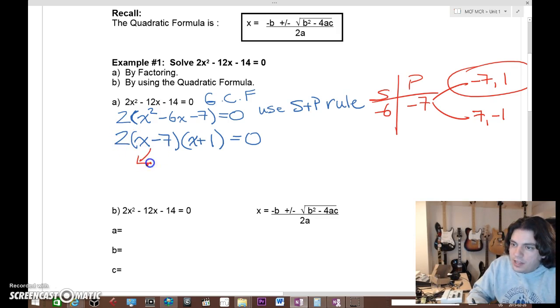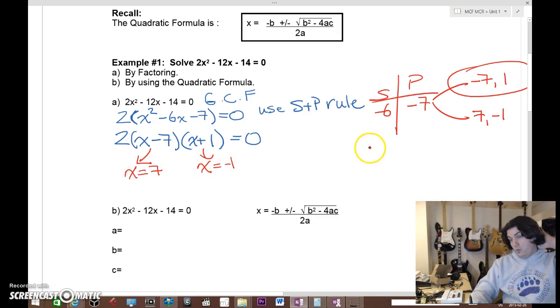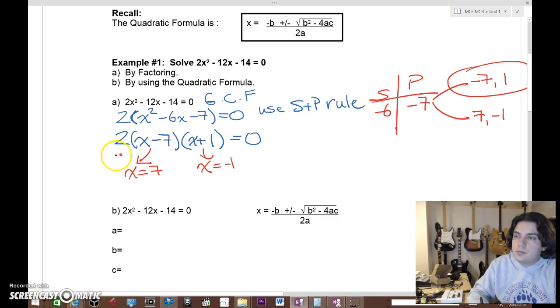But x minus 7 can equal 0 if x equals 7. And x plus 1 can equal 0 as long as x equals negative 1. And so those are the 2 solutions. Those are the 2 roots. All right? And we can say these are the roots.